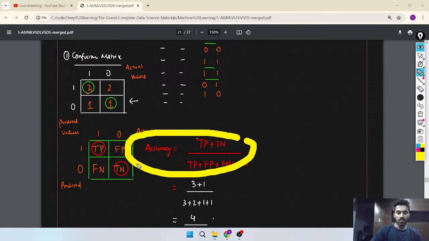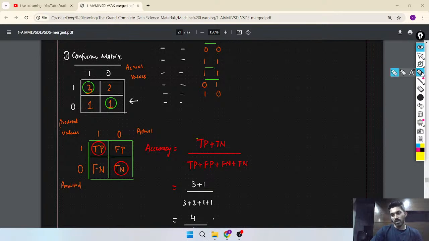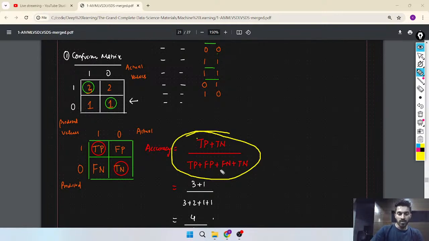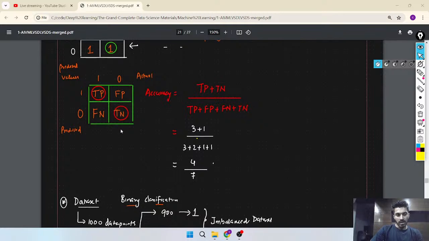This is the formula to find the accuracy: true positive plus true negative, divided by true positive, true negative, false positive, and false negative. Accuracy we already know: the total number of correctly classified points upon the total number of points. Accuracy is very easy to find.